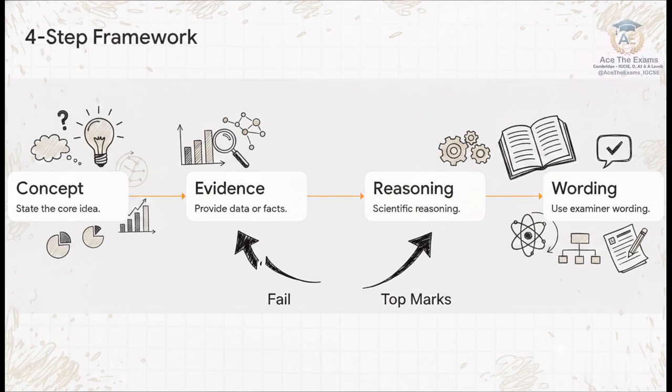Look, ordinary average revision completely fails because most students just stop at step 1. They literally drop a basic concept onto the page and speed right on to the next question. You can't do that. To secure the absolute highest marks, you've got to provide the evidence, clearly explain the technical reasoning behind it, and, this is key, frame the whole thing using the precise vocabulary from the mark scheme.